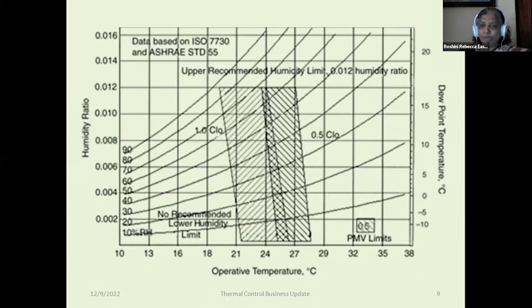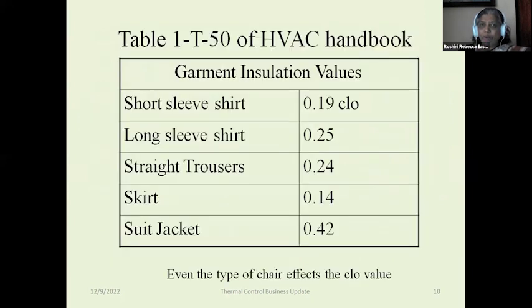If you put more insulation on your body, obviously you want to put a lower temperature in your room so that you are staying comfortable. So if you go back to the garment insulation values, there are a lot of studies on these things. You'll see that a short sleeve shirt has only a 0.19 clo, whereas a suit and a jacket is 0.42. And you will find that even the type of chair affects the clo value.